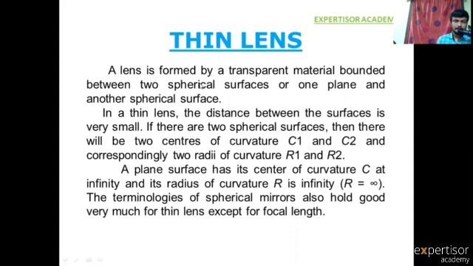A lens is formed by a transparent material bounded between two spherical surfaces, or one plane and another spherical surface. So a lens is formed by transparent material bounded between two spherical surfaces, or one plane and another spherical surface.